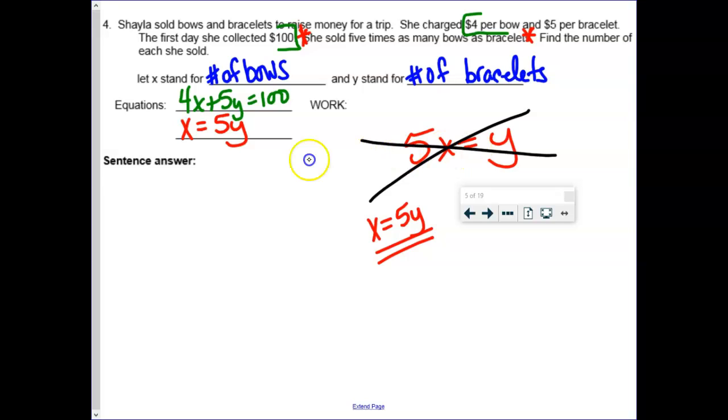It's a good time. All right, so we're going to need to solve this system. I would suggest substitution. It's really ready for substitution, right? We can just plug that in for x. So my math would come out to this: 4 times, instead of x, we're going to use the 5y, plus 5y equals 100.